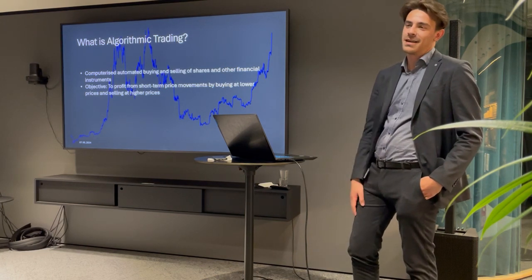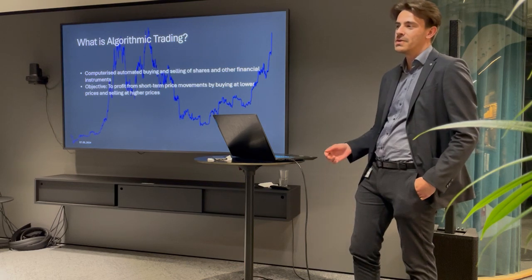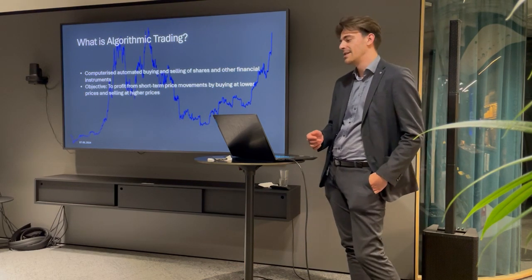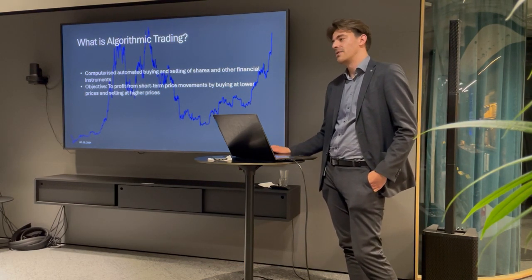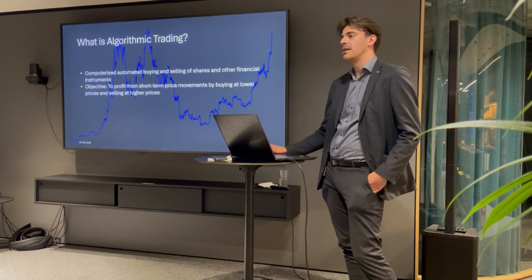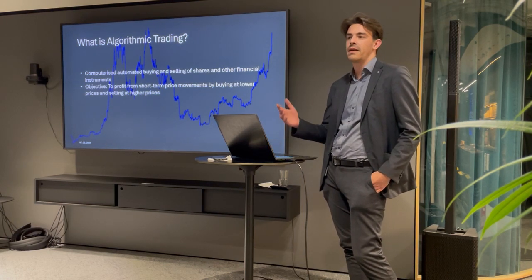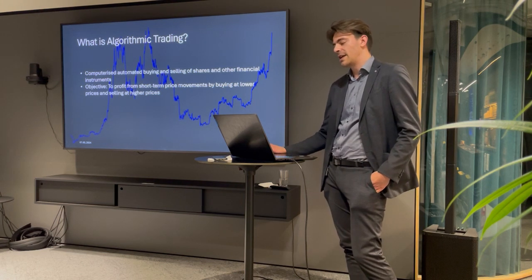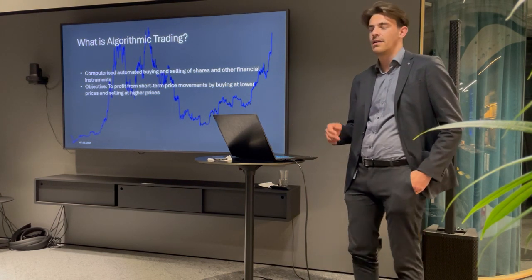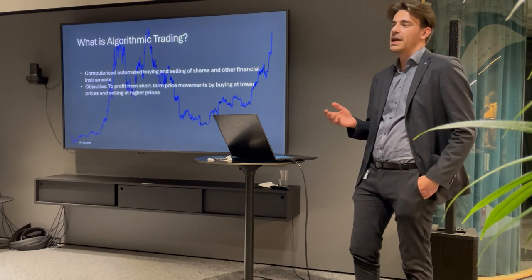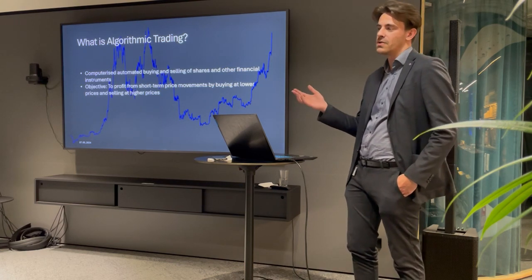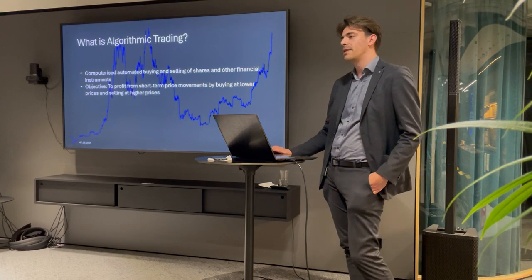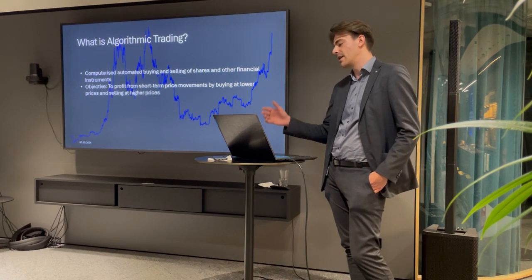In general, it's an approach where we have computers which automatically trade all kinds of securities for you. As I mentioned, it could be shares, cryptocurrencies, it could even be resources. And the objective is to profit from short-term price movements in a way that we buy when resources or securities are cheap, and we sell them when the price rises.